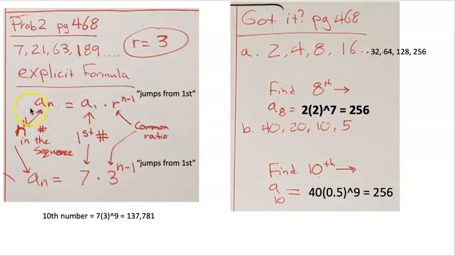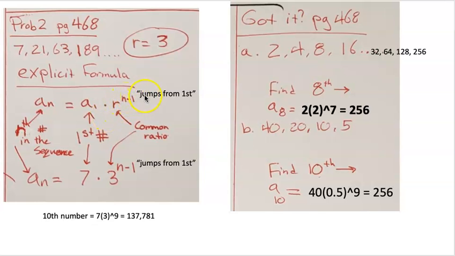This is what you're trying to find. To find the nth term in the sequence, whatever number in the sequence, 10th, 20th, 30th, any number in the sequence will equal the first number in the sequence times the common ratio to the power of n minus 1. And you're like, what? I know it's a lot of letters, man.